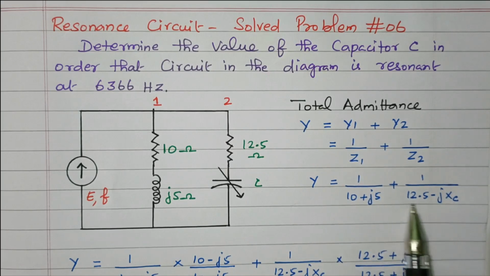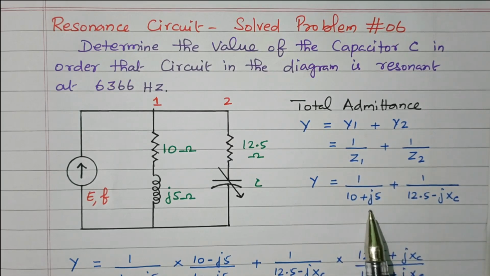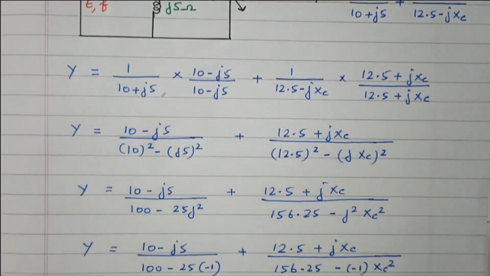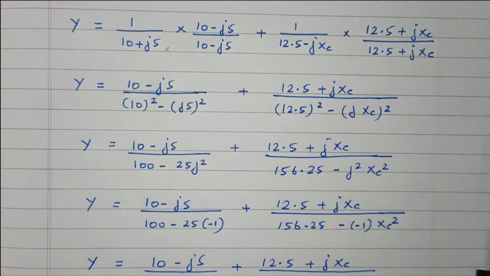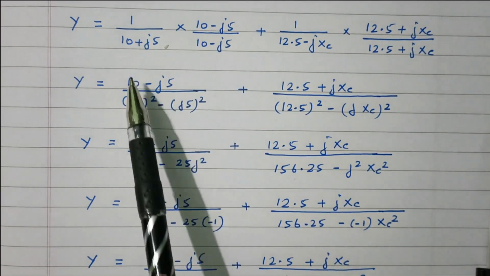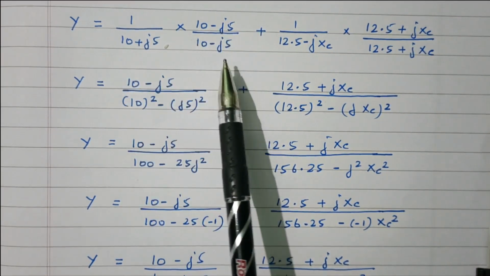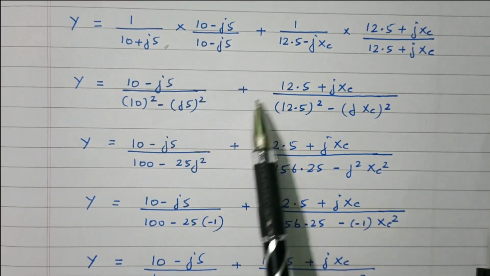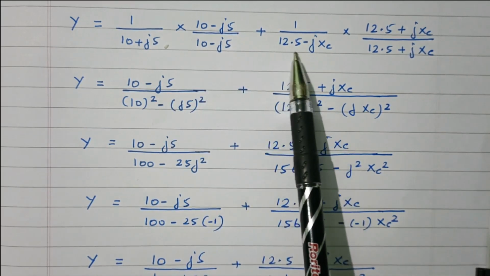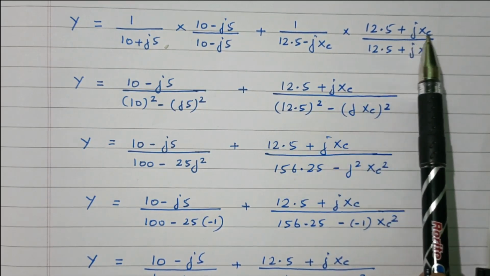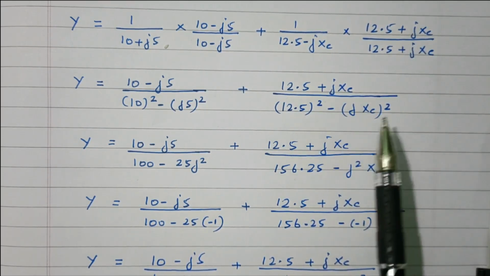Now this is the total admittance. The j is in the denominator. In order to bring it into the numerator, it is multiplied and divided by the complex conjugate, so that it brings the j term into the numerator. The complex conjugate of 10 plus j5 is 10 minus j5, so it is multiplied and divided. Similarly, for 12.5 minus jXC, the complex conjugate is 12.5 plus jXC, multiplied and divided.